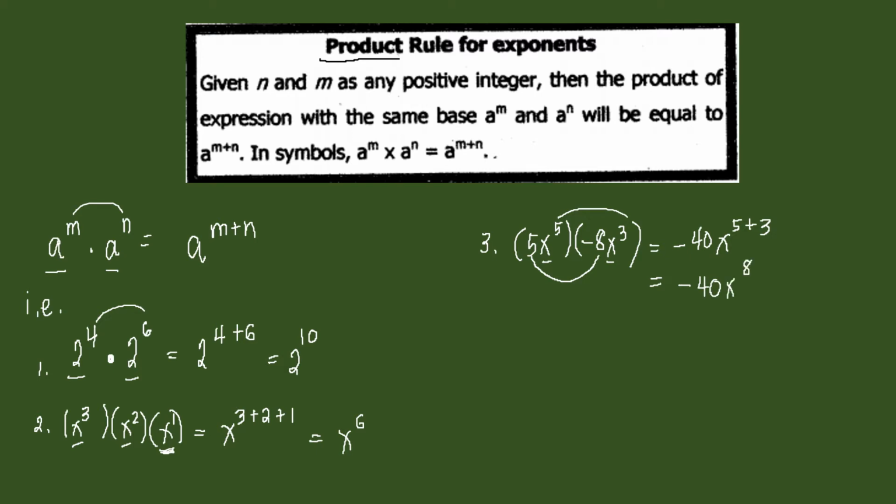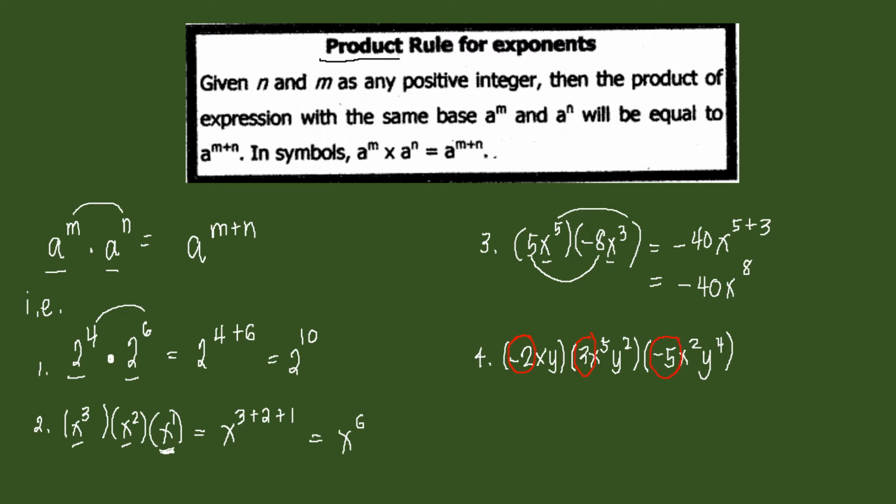Okay? Let's have another example. Let's have negative 2xy times 3x to the 5th y squared times negative 5x squared y to the 4th. So again, this is more complex because there are three terms, or three expressions, that we need to multiply. But again, for all the numerical coefficients, just multiply them. Okay, multiply the numerical coefficients.